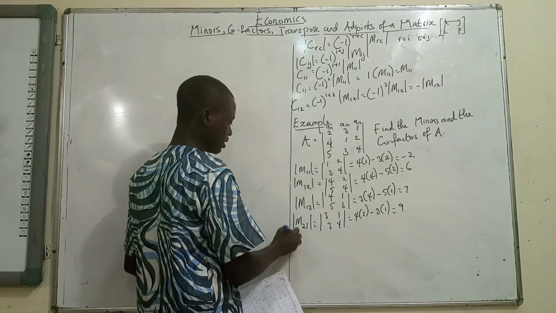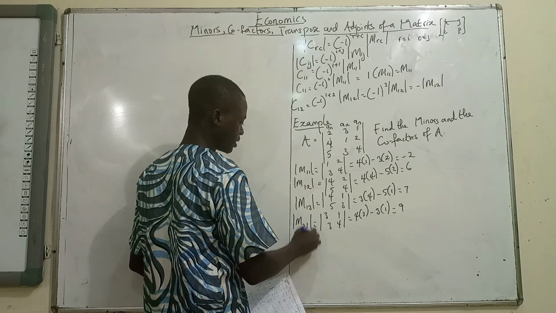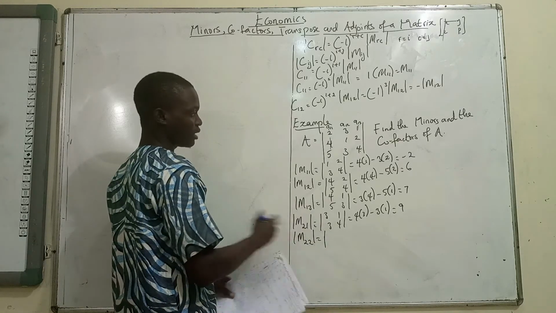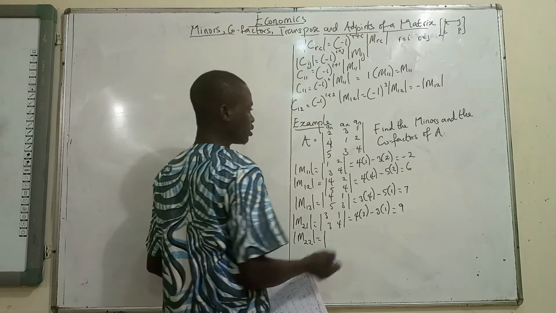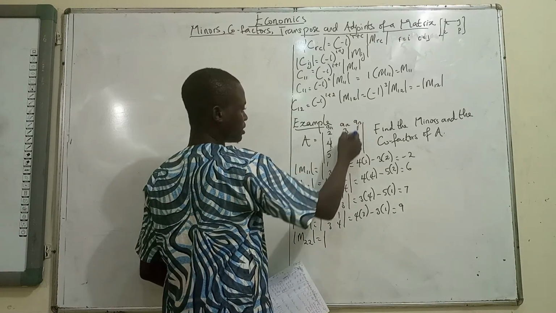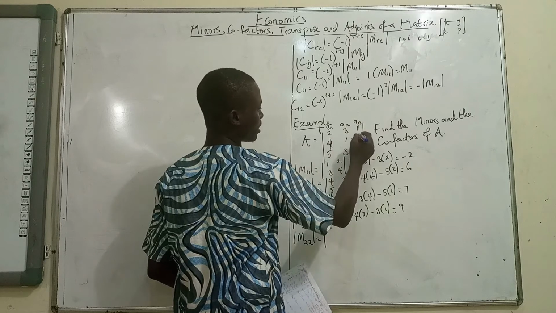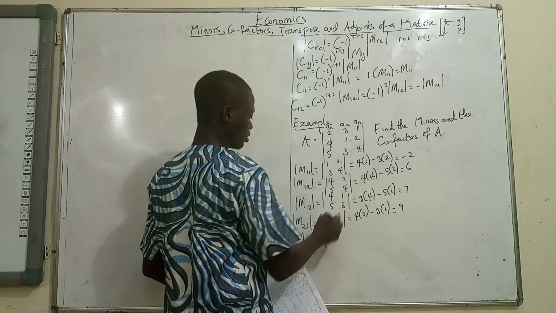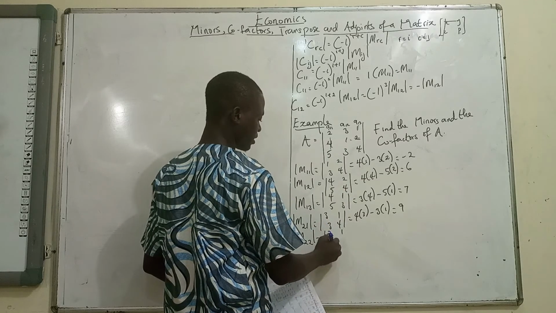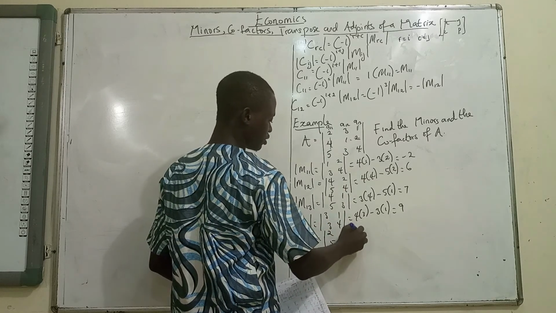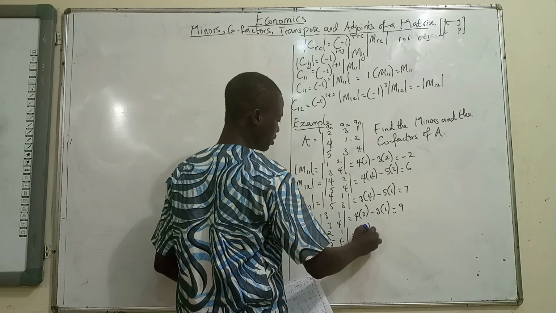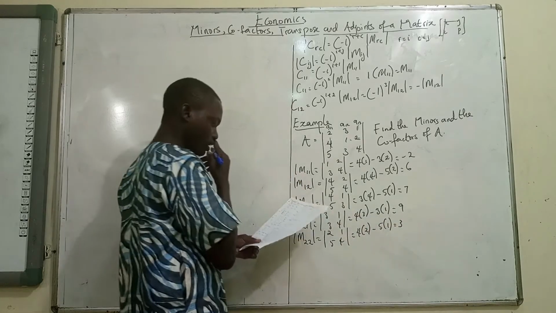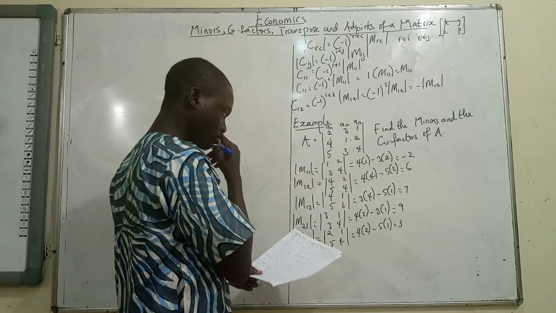Then M22. You have to be careful of the signs, because if you miss it here, then you are going to miss the cofactors definitely. So M22 will be: we take the middle column out, and we take the middle row out as well. So we are left with 2, 1, 5, 4, and that is going to be 4 into bracket 2 minus 5 into bracket 1. 4 times 2 is 8, 8 minus 5 is 3.